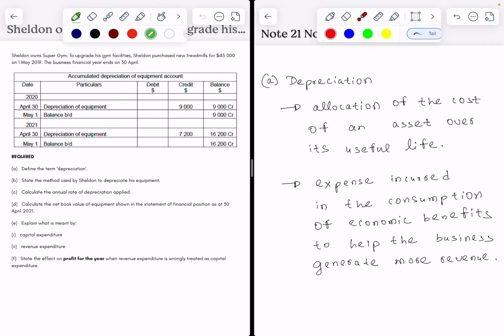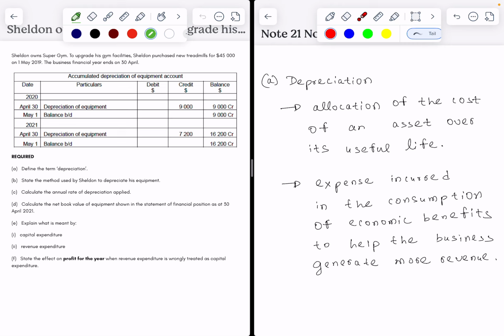Today we have got a practice question for the topic non-current assets. In this question, you will learn to interpret the accumulated depreciation of assets account. You will also learn to find the correct depreciation method used and find the relevant depreciation rates. Lastly, we'll understand the differences between capital and revenue expenditures and understand the consequences of incorrectly treating these expenditures on the profits for the year.